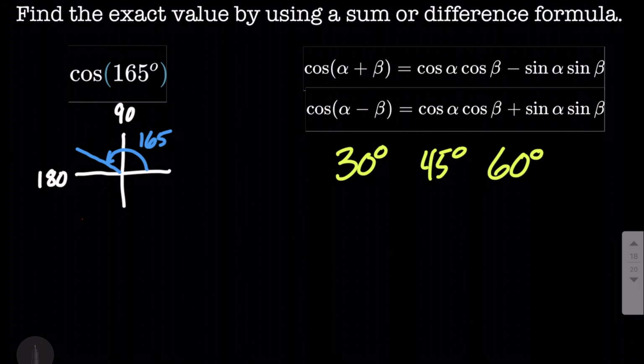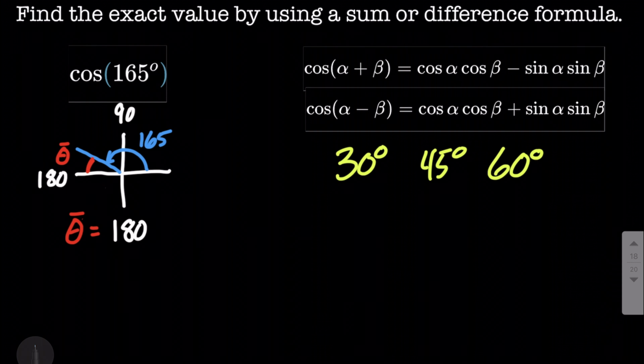And then if we draw in our reference angle, it's going to be this red angle that connects into the x-axis. It's always into the x-axis. So I'm going to go ahead and call that theta bar. To calculate theta bar, we start with the larger of these two angles that make up our reference angle. That would be the 180 degrees. And we subtract away the 165 degrees. What this leaves us with is a 15-degree reference angle.